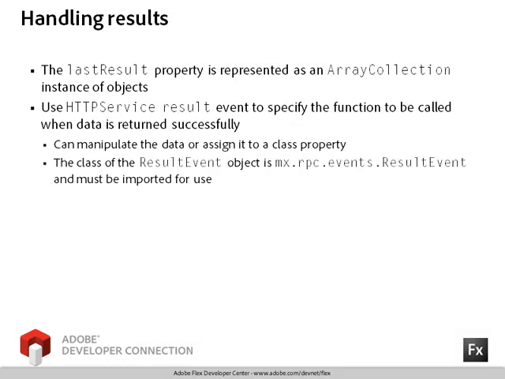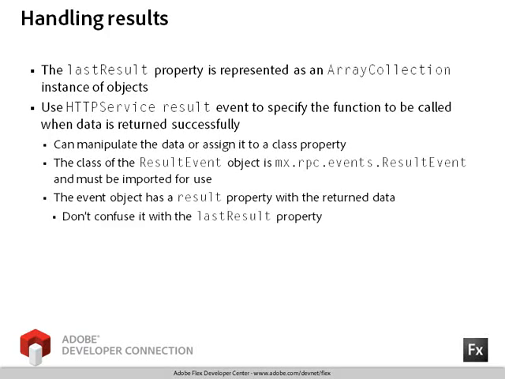Remember that the event object is of type ResultEvent. This class must be imported before you use it. Lastly, don't confuse the lastResult property with the result property of the event object. You use the lastResult property in data bindings directly to the return results, and you use the result property in an event handler when you pass the event object to the event handler function.